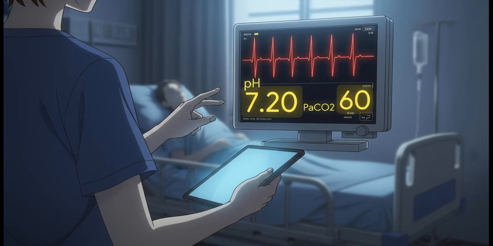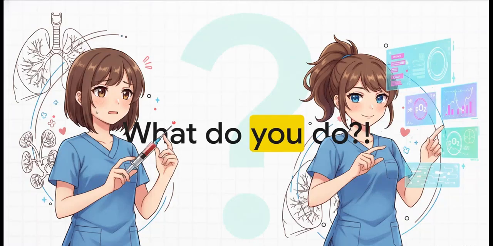Okay, picture this. You're at the bedside, your patient is getting harder to wake up, the monitor is beeping like crazy. And then the lab results flash on the screen, pH 7.20, PaCO2 is 60. You feel that knot in your stomach. What is your next move? I know, your heart just skipped a beat.